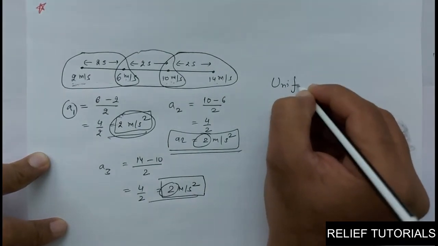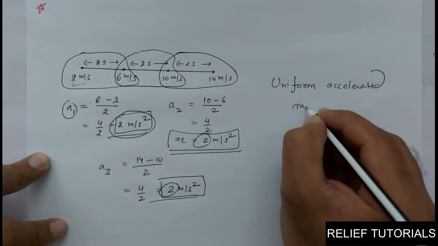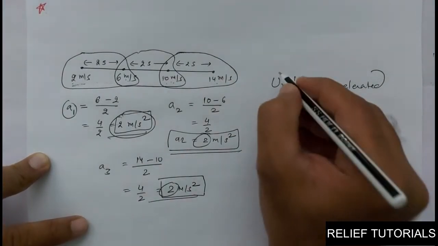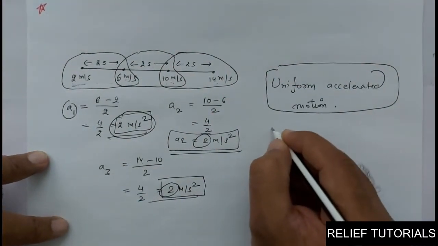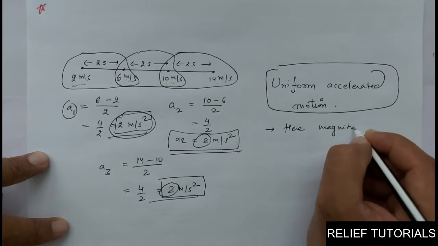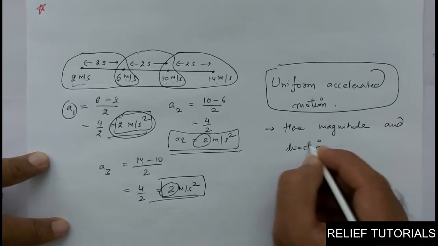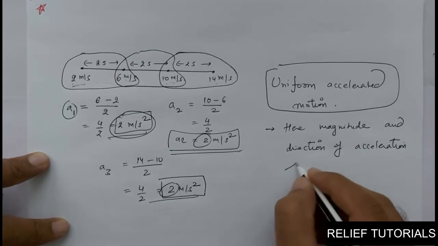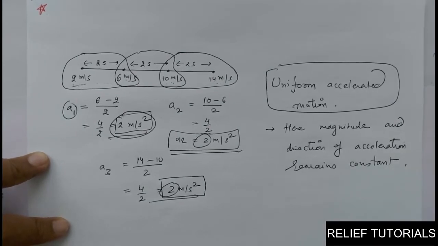Such type of motion is called uniform accelerated motion. Uniform accelerated motion. What is there in the uniform accelerated motion? Magnitude and direction of acceleration remains constant.